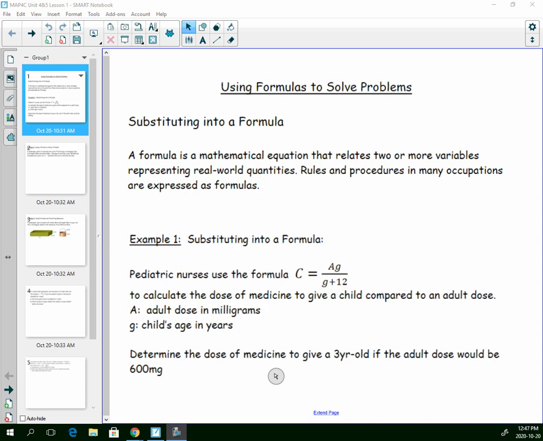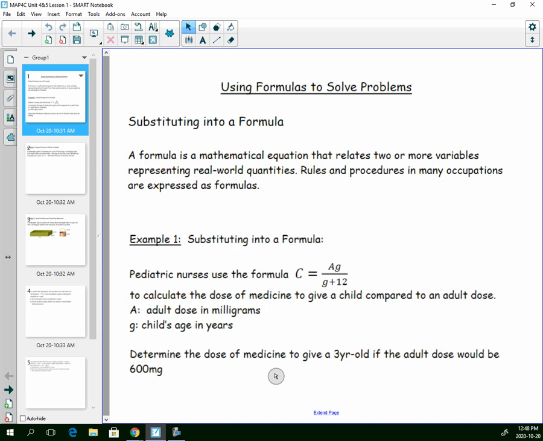Okay, so here we have a definition of what a formula is. It's a mathematical equation that relates two or more variables and generally represents real-world situations. For example, here we have a formula given where they would use it in a hospital to calculate the dose of medicine to give a child. So you'll see various letters used for different amounts. So C is going to be the child dose, right?